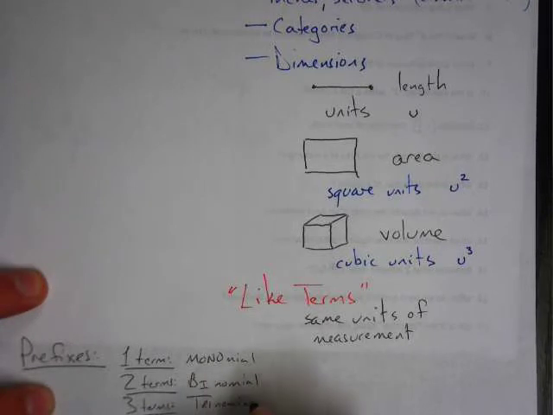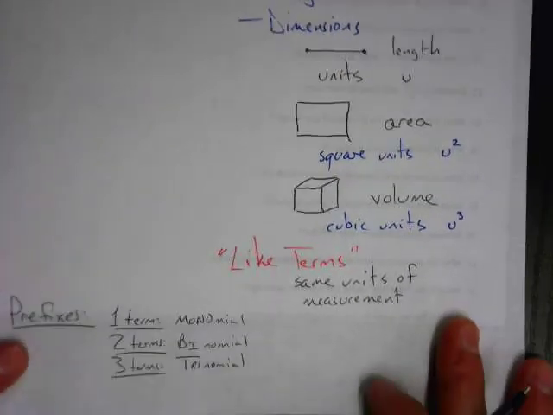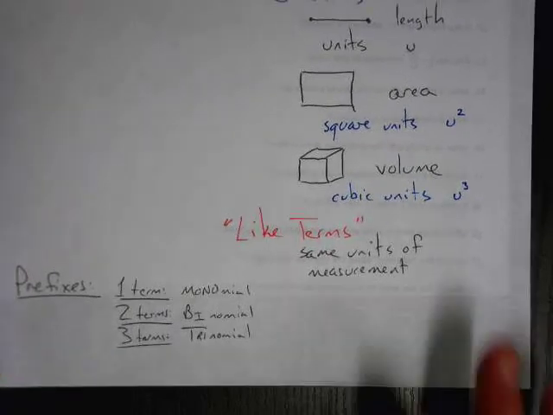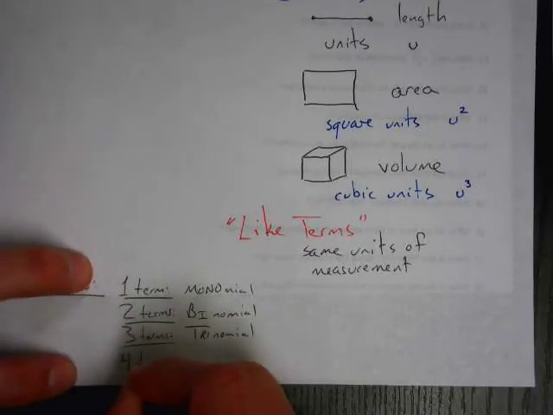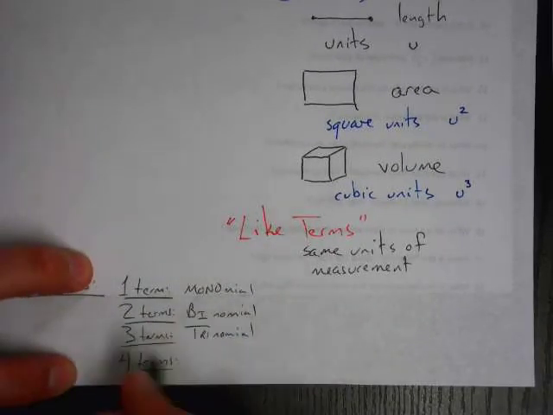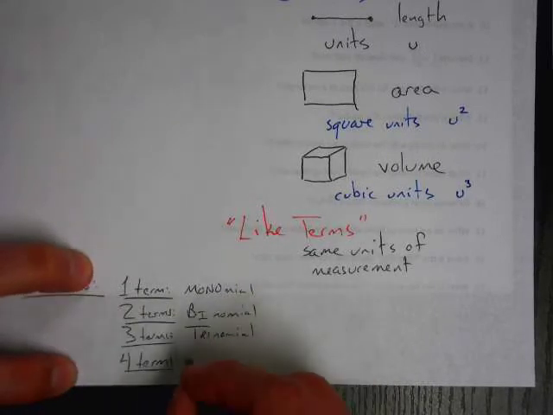And if we have something with 4 terms, you know what we'd call that? We'd call that a polynomial with 4 terms. So the end of the naming ends at 3 terms, right? So 4 terms, well, polynomial with 4 terms.